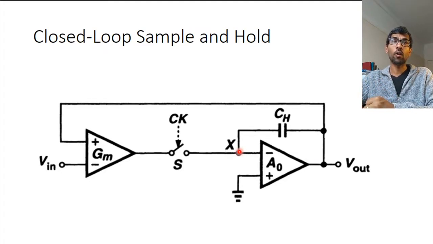Also, another advantage would be the fact that feed through would be reduced because this voltage is maintained at 0 volts. So this Vin is not able to affect the output as much as it would have affected in the open loop system.